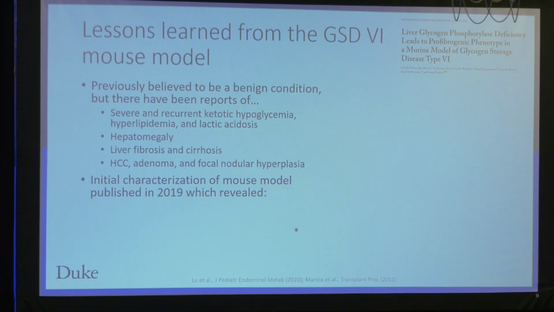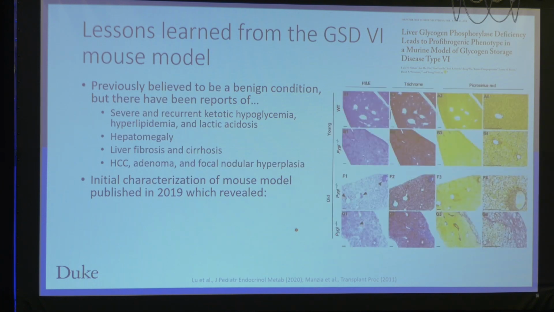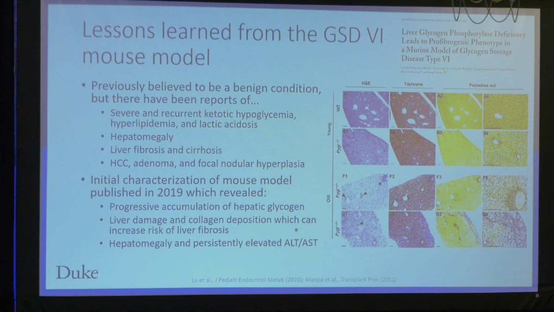So here, the lessons have been learned from the mouse model. This is work done by Young Monkleek, who's here and is part of the SAB. And he characterized this mouse model. What he was able to show is that there is glycogen accumulation, there's hepatomegaly, there is elevations of the liver enzymes, and there is liver damage, and there's increased risk for liver fibrosis. So now we need to further do the details of these enzymes over time to better understand it. But I think the story continues to unfold.